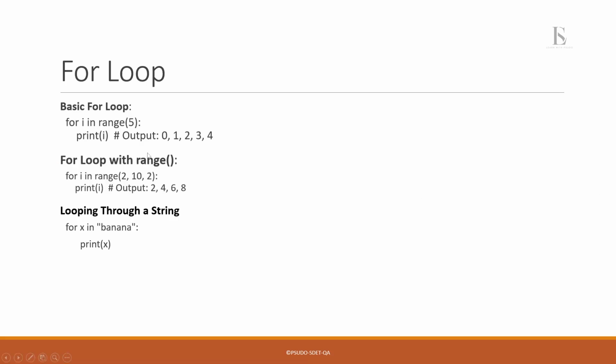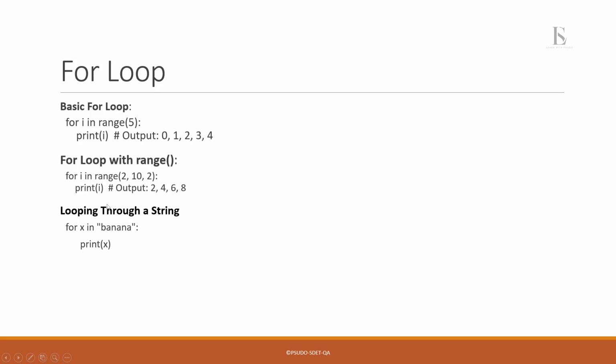A basic for loop has for i in range, and we can also customize the range to whatever iterations we want. In the second one, if you see, we have for i in range starting at 2, the upper limit is 10. Ideally this is the upper limit, but in actual it would be upper limit minus 1, right? And here we are incrementing it with 2 each time, so the output here would be 2, 4, 6, 8. So 10 is skipped.